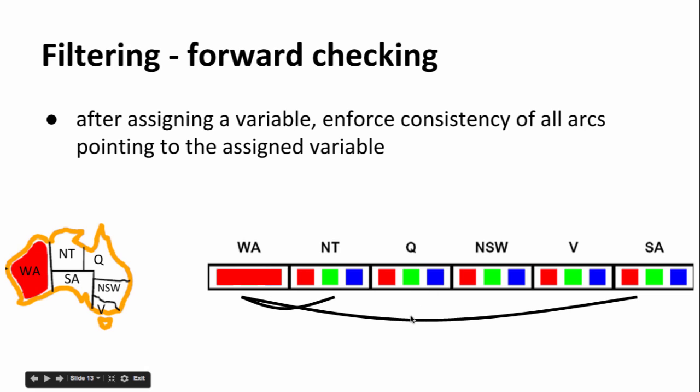Now, if we walk through our consistency algorithm from the last slide, we can first look at the arc from NT to WA. We'll loop through all the values in the domain of NT. Let's start from red. If we assign red to NT, does there exist a value in the domain of WA that we can assign without violating any constraints? There is not, because if we assign red to NT, that means we can't assign red to WA, and red is the only value in the domain of WA. So that means that we should delete red from NT's domain. And the same goes for SA. After enforcing consistency of both of these arcs, we should be left with the following: NT has red removed and SA has red removed, and now these two arcs are consistent. All right, so that's forward checking.